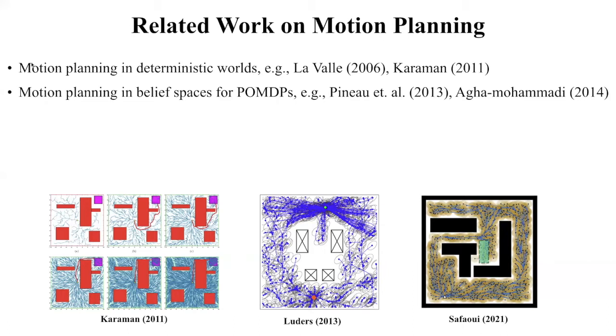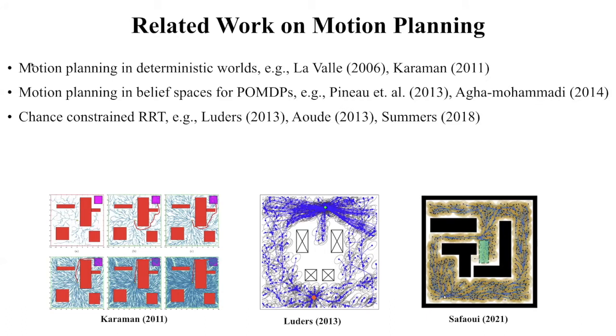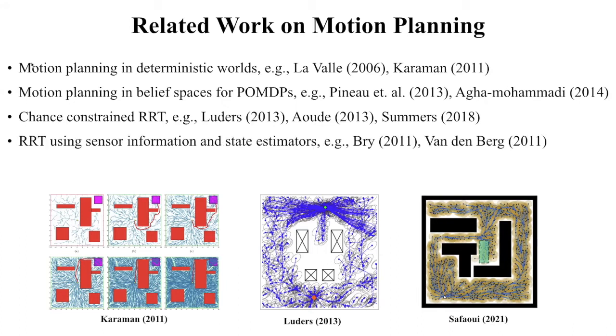POMDPs are general models that describe such stochastic systems. However, in general, motion planning under POMDPs is intractable and computationally expensive. Efficient sampling-based methods have been proposed to deal with such stochastic motion planning problems by the introduction of the chance-constrained RRT. More geared towards the theme of this paper, RRT incorporating sensor information such as LiDAR and state estimators such as the well-known Kalman filter have also been studied more recently.